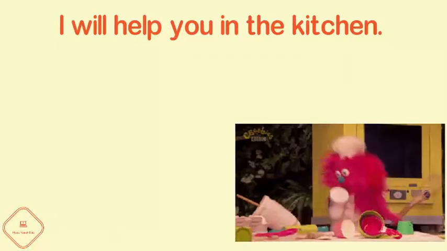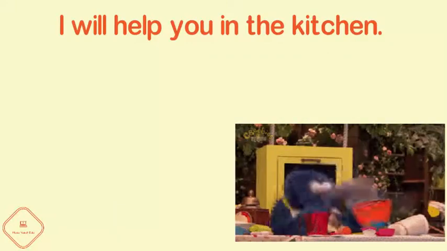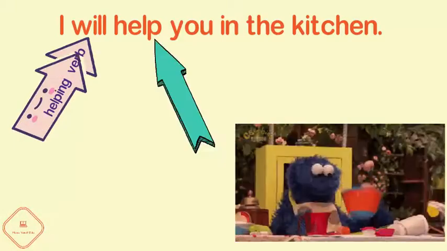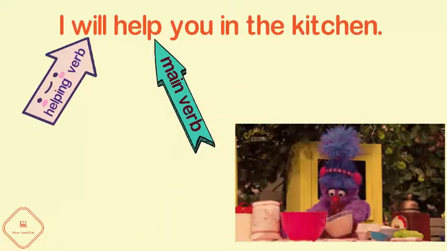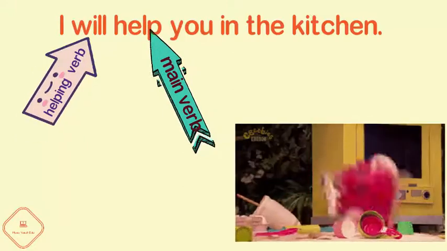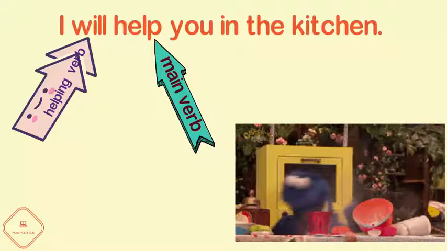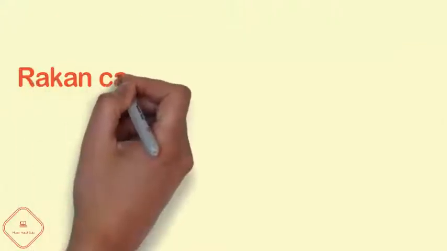I will help in the kitchen. So we have the sentence I will help in the kitchen. I is the subject, will is the helping verb that tells you when, right? It tells you the tense, and help is the main verb. What will the subject do? The subject I will help you in the kitchen. So help tells us what the subject does, and will is the helping verb that tells us when the verb will happen. Let's look at another example.